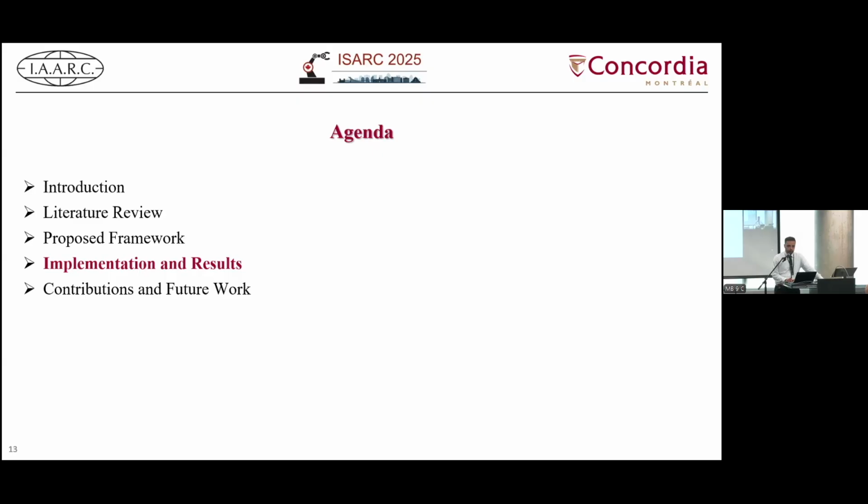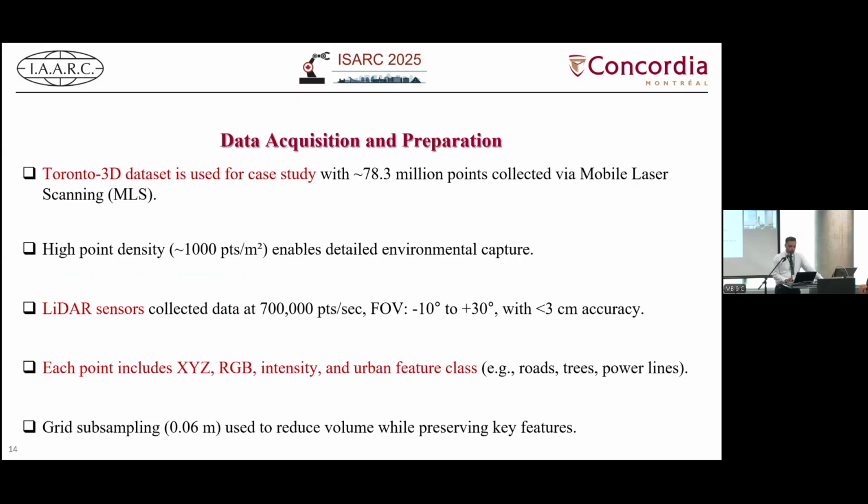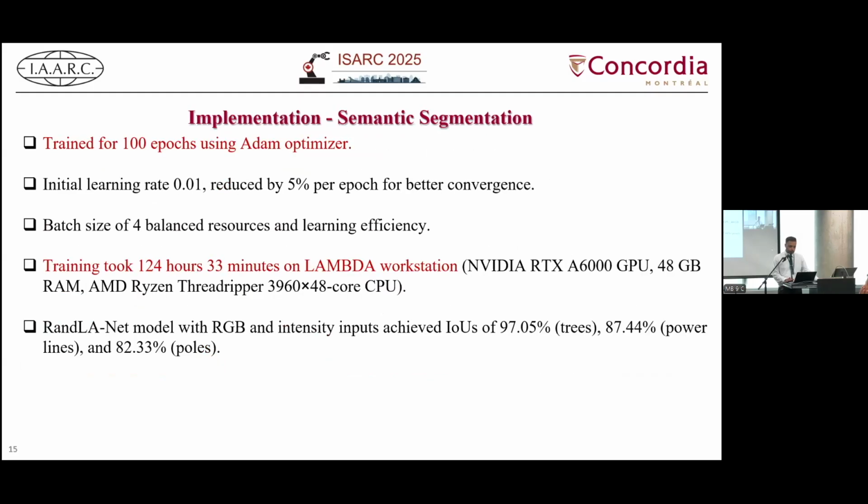Let's move to implementation and results. I will start with data acquisition and preparation. In this study, we used the Toronto 3D dataset for the case study, and the dataset was collected through LiDAR sensors, and each point includes X, Y, Z, RGB, intensity, and urban feature classes.